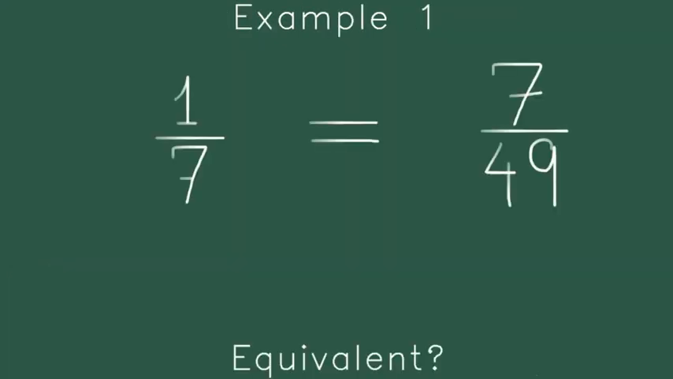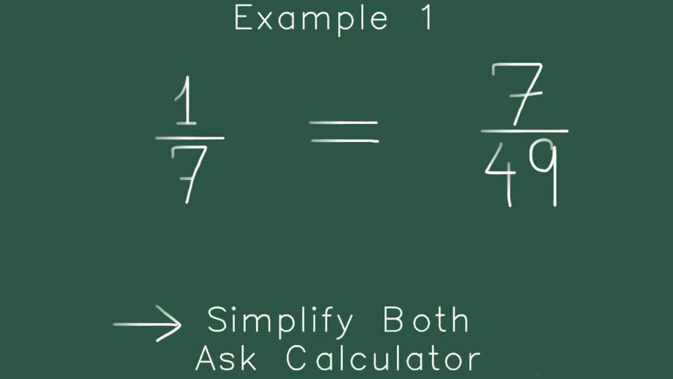Let's go through another example. We have 1/7 and 7/49. Are these equivalent? First step, simplify both. 1/7 is already simplified. 7/49 isn't simplified, and you can simplify it even more. How can you make 7/49? You can say 7 times 7, and you can cancel out two of the 7s, one in the numerator and one in the denominator, and you find that the answer is 1/7.